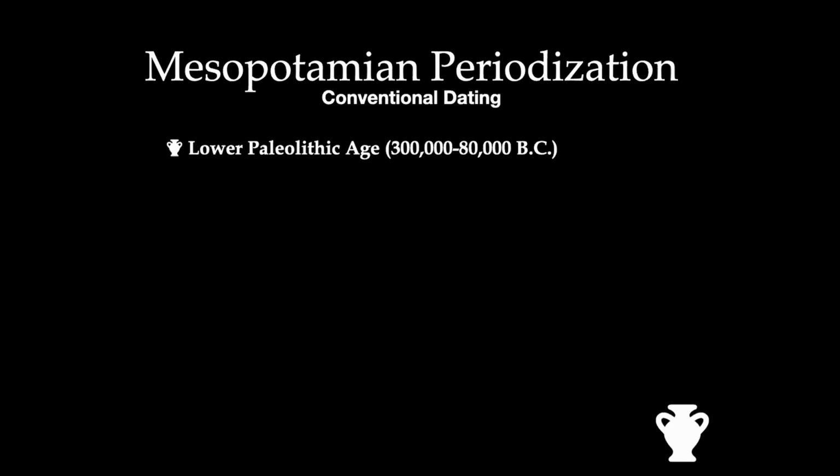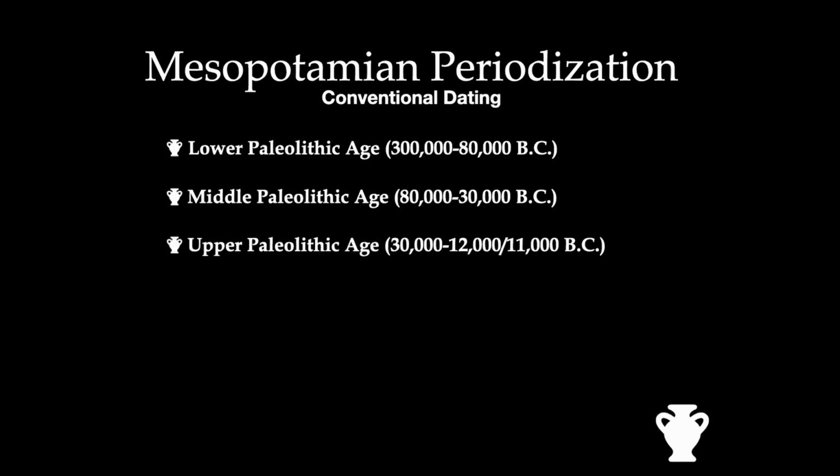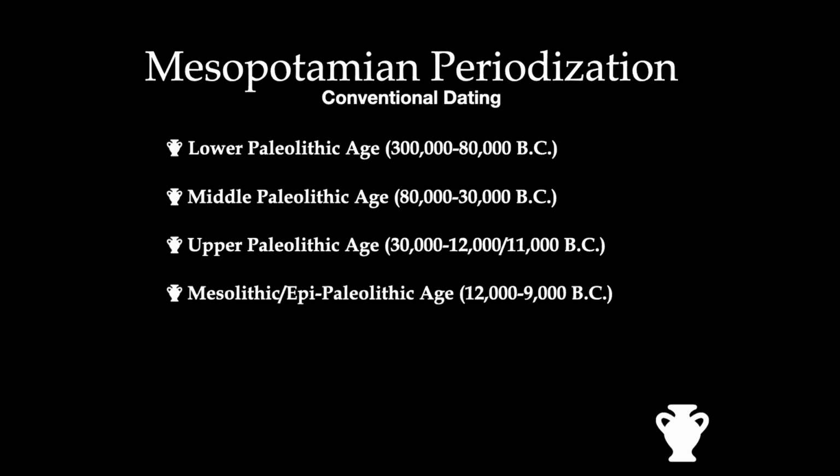The first date that scholars look at when you look at the early periods of the Earth's history is the Lower Paleolithic. Paleo meaning old, lithic meaning stone, the Old Stone Age: 300,000 to 80,000 BC is the date they assign to that. You've got the Middle Paleolithic, which ranges from 80,000 to 30,000 BC. The Upper Paleolithic, 30,000 to 12,000 or 11,000, give or take a few years. The Mesolithic, or the period called the Epipaleolithic, 12,000 to 9,000 BC. Then we begin to see pottery.